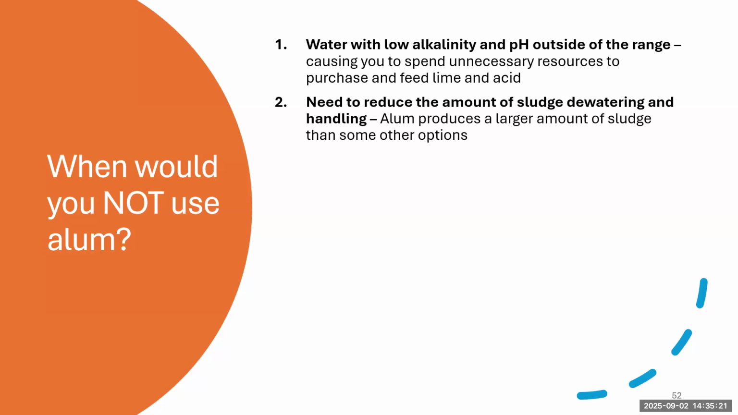Also, alum produces a lot of sludge, kind of a light feathery sludge. That might be creating an additional expense. I looked at some case studies where moving away from alum to another coagulant saved a utility about $10,000 a year just by reducing the sludge handling.